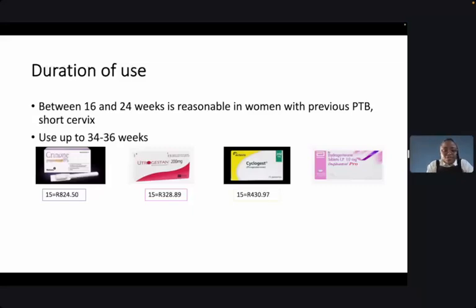And then what about the duration? There are also controversies regarding the dosages. But most people advocate giving progesterone between 16 to 24 weeks of gestation, especially in those patients who had a previous preterm birth with also a short cervix. And you can continue with progesterone up to 34 or 36 weeks of gestation. And here we're just showing the different forms of progesterone, and you can also see the cost. Just 15 tablets of Crinone is around 800, and Utrogestan 15 tablets is around 300, and the Cyclogest 15 tablets is also around 400.